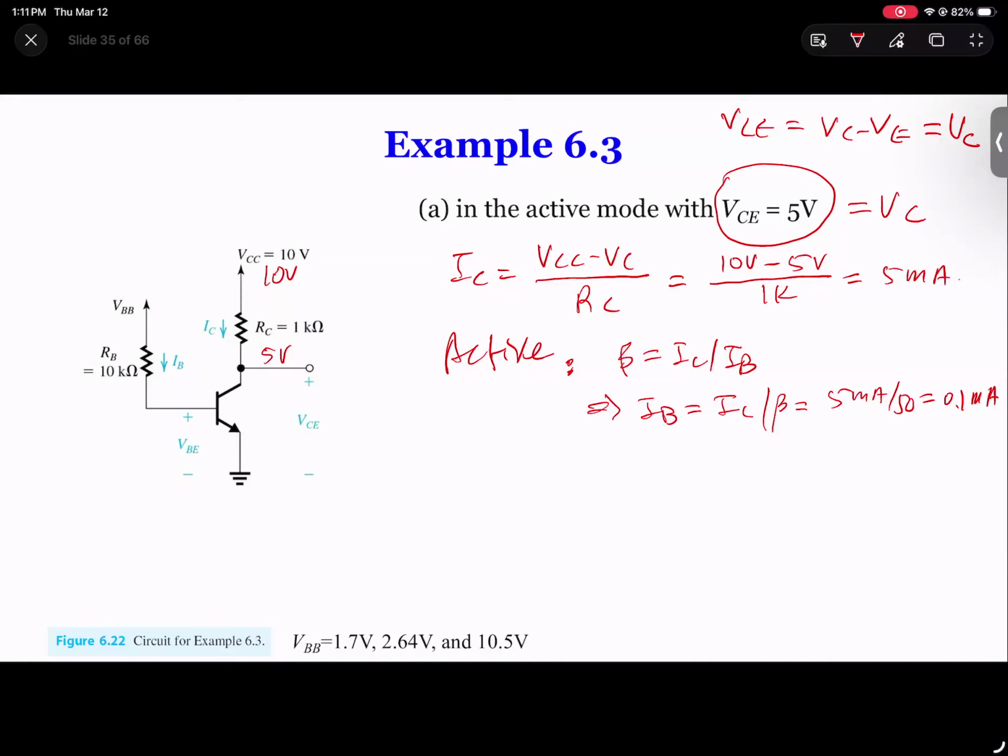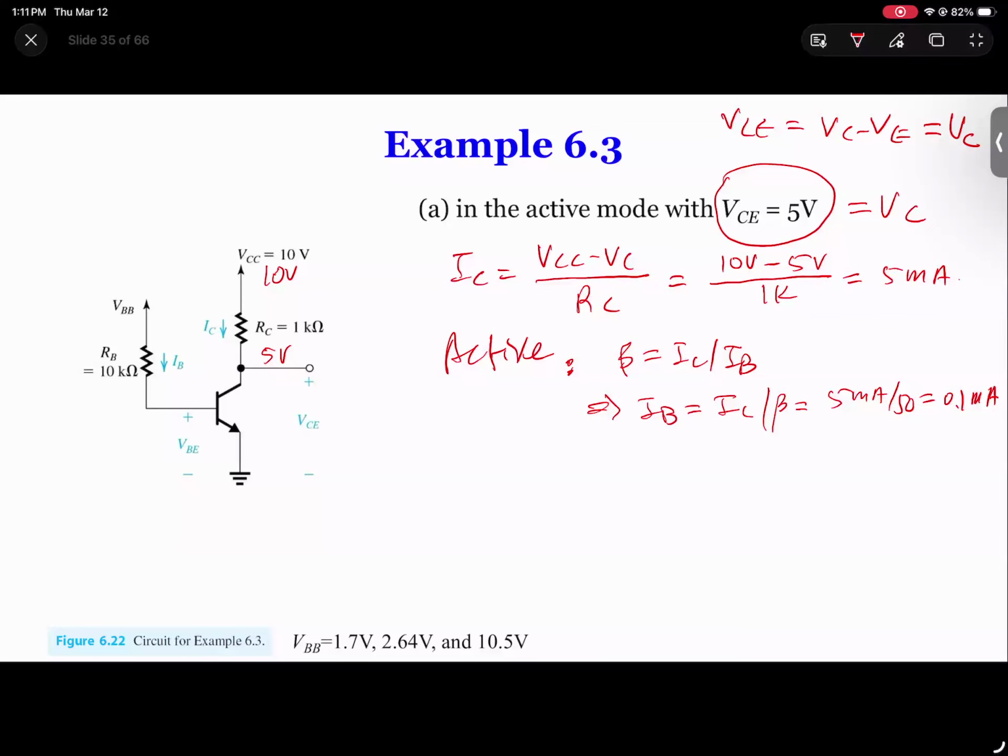Like if you go to an exam, you forgot to read the question, you simply say, oh, I'm going to divide by 100, you get some number that's going to be wrong because beta was given at 50. It's not 100, even though we said the typical value is 100, it doesn't guarantee the device is always 100. So you have to read the problem and make sure you use the right value for beta.